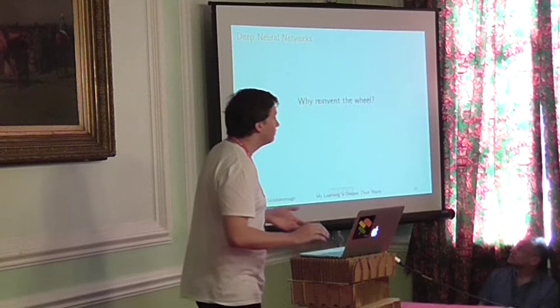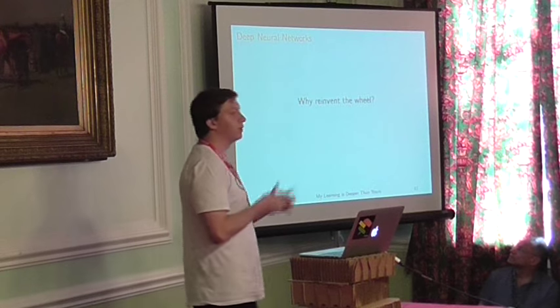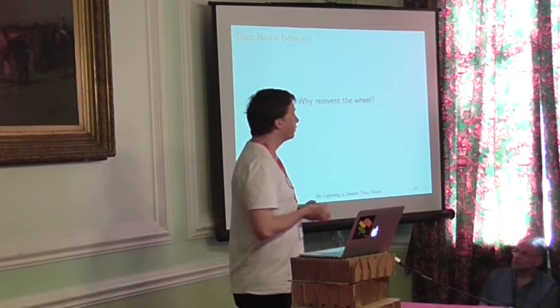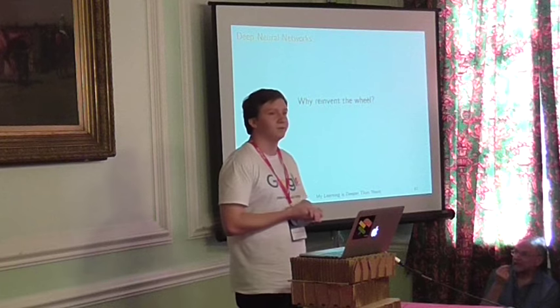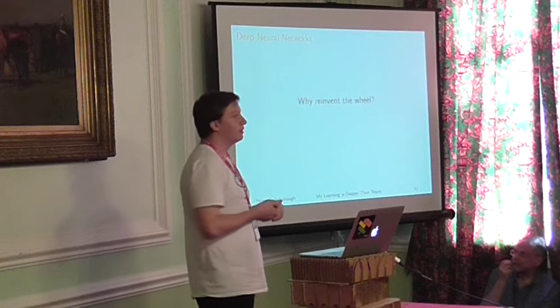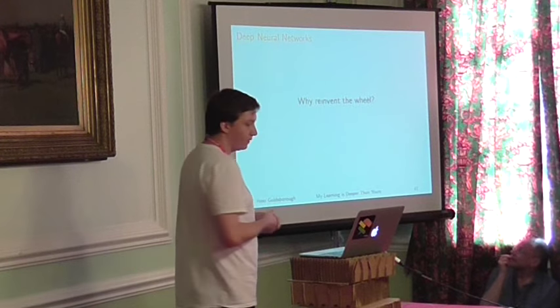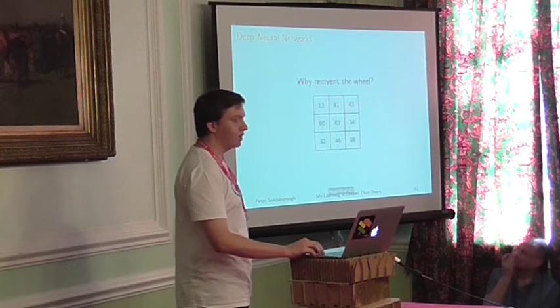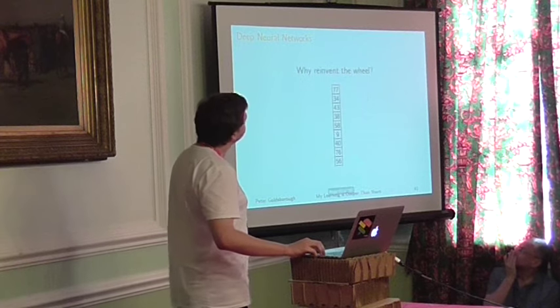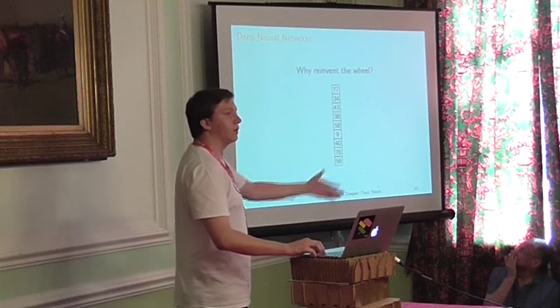And first of all, we might ask, why reinvent the wheel? We already know what fully connected neural networks are. We already know that deep learning turns data into profit. So why do we need anything new for this at all? I mean, if you think about it, we could just take an image, flatten it out, and then feed it into a regular neural network.